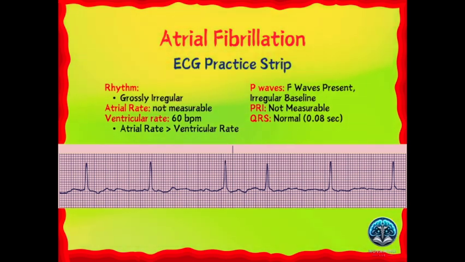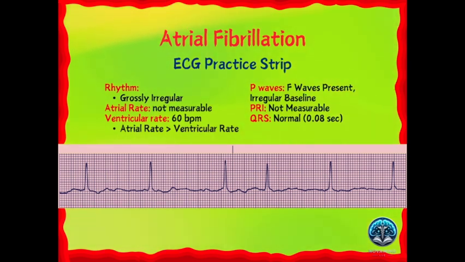Instead, what we observe here are the fibrillatory waves. They create a wavy or chaotic baseline between the QRS complexes. Step 4, let's evaluate the PR interval. In this case, the PR interval is not measurable. This is typical in AFib because of the absence of a clearly defined P wave.